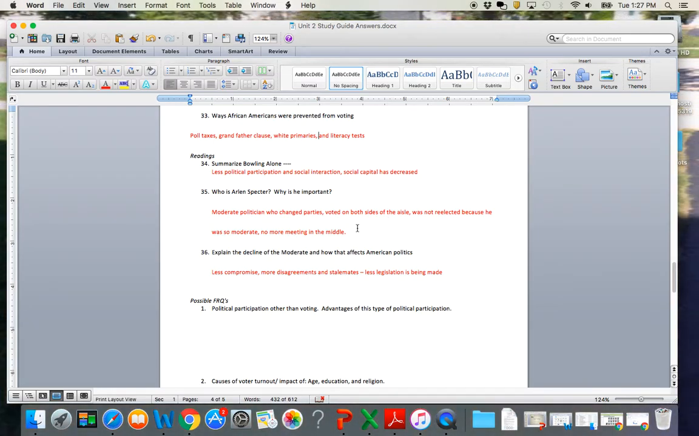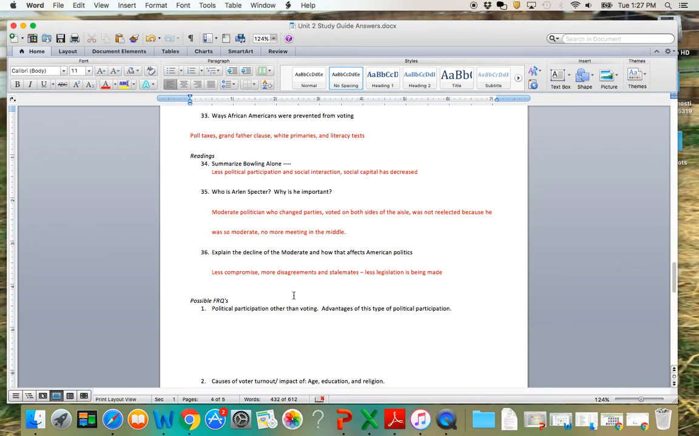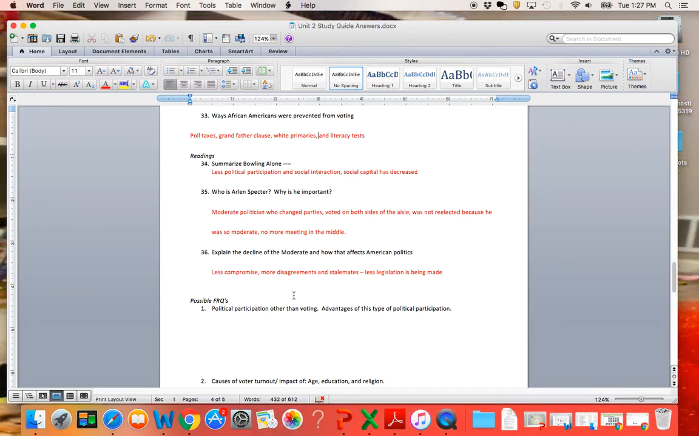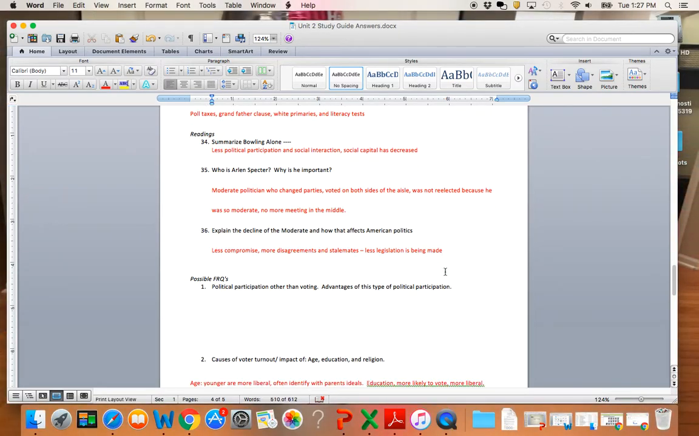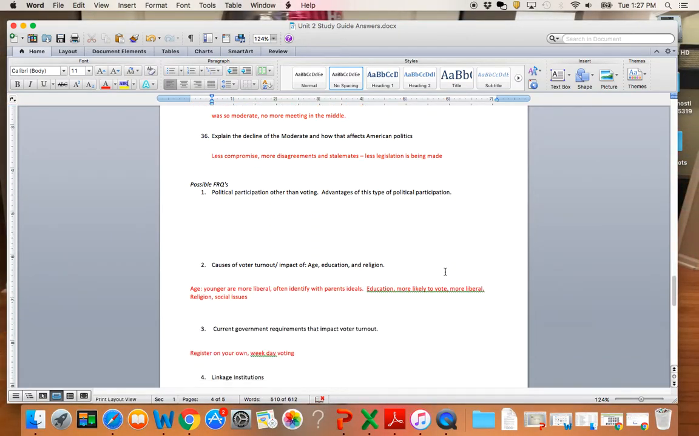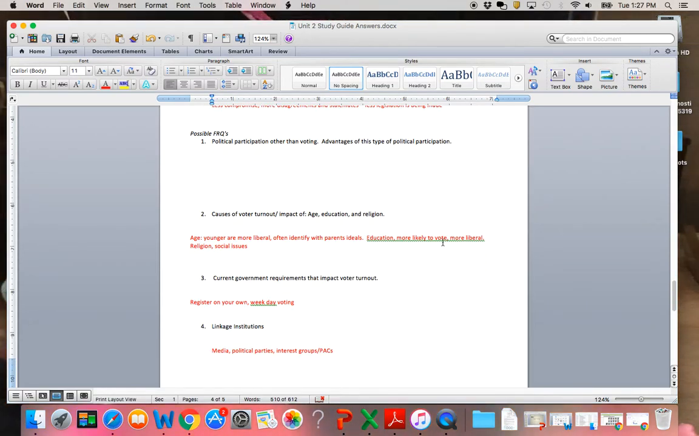There was no meeting in the middle, which connects to the moderate issue and how it affects American politics. Today, we're so far left and so far right that there are barely any moderates left, and a lot of that leads to no compromise, more disagreement, and stalemates, which is why our Congress has made very little legislation compared to years past.